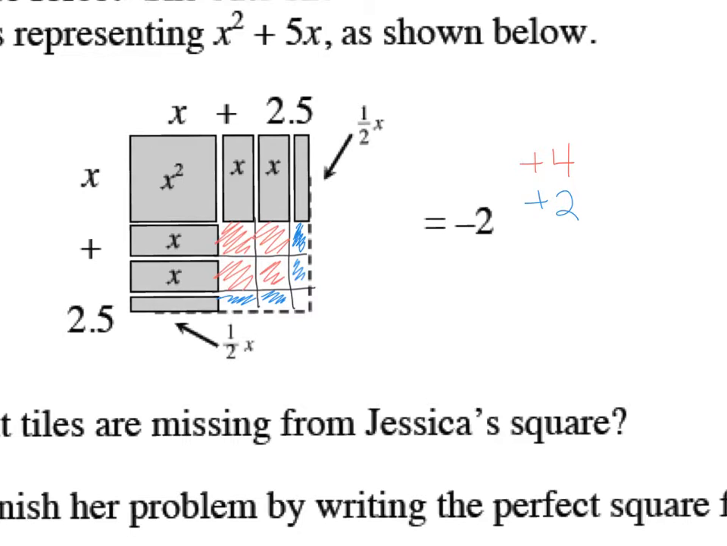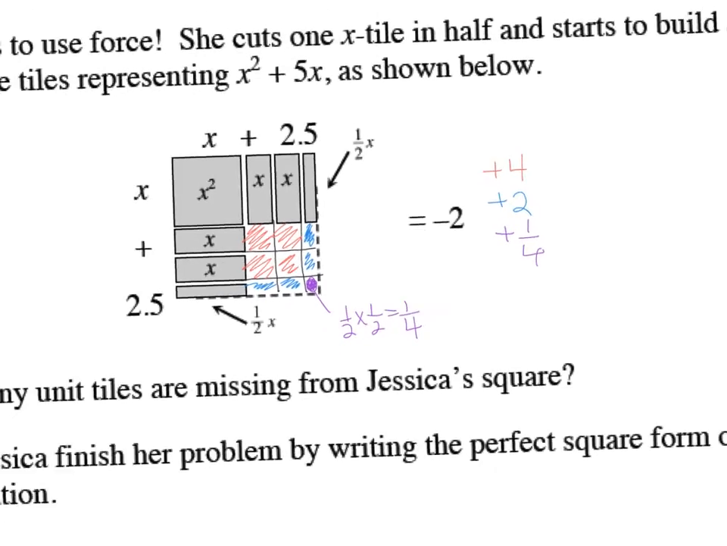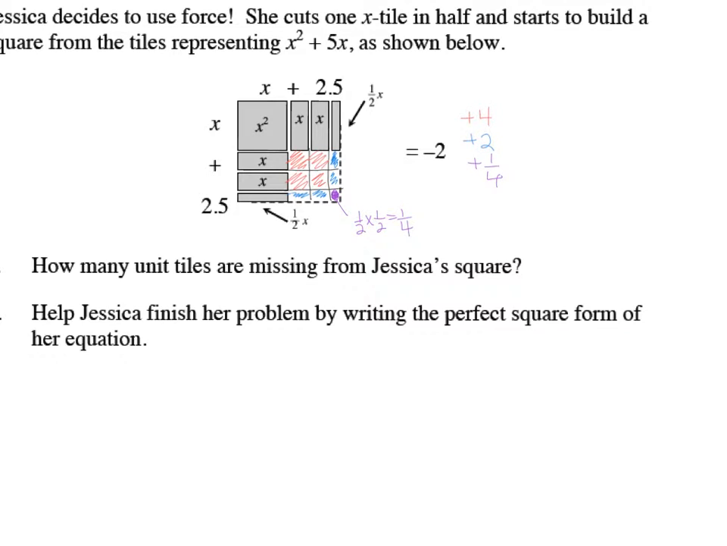And then this last one, this teeny tiny one in here that I'm highlighting in purple, has a dimension of a half times a half. So what's a half of a half, or half times a half? It's a fourth. So we're also adding a fourth. So altogether, for part A, how many tiles were missing from Jessica's square? 4 plus 2 plus a fourth. Or we could say it as 6 and a fourth, or 6.25, or 6 and 25/100ths. How many unit tiles? 6.25.